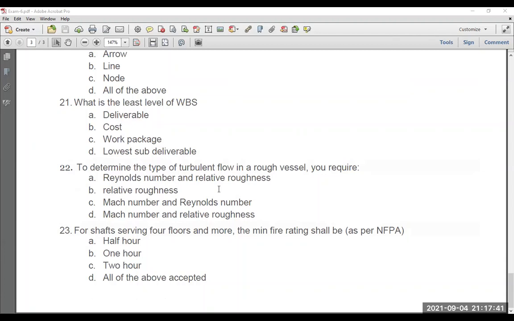Should be deliverable. No, work package. Actually, it's not deliverable. It's work package. Yes. Okay, sir. 22. Reynolds number and relative roughness. A. 23. 2 hours, sir. C. 2 hours. Exactly, yes.